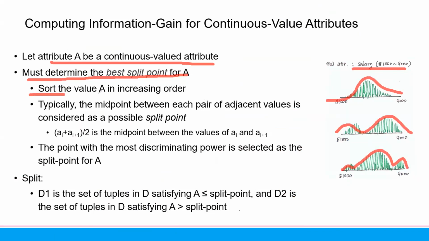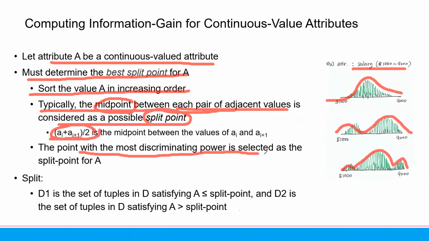The idea is, we need to sort the values in increasing order. Typically, we will check the midpoint. So we will check the middle point between each pair of adjacent values, and it is considered as the split point. So the split point means (Ai plus Ai+1) divided by 2. We will check that on this one, and the point with the most discriminating power is selected as the splitting point for the attribute.